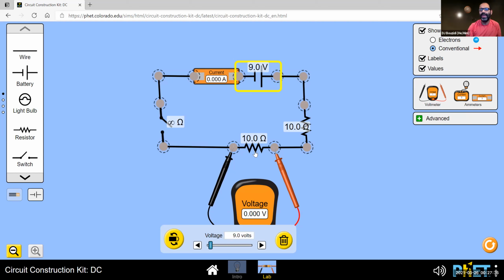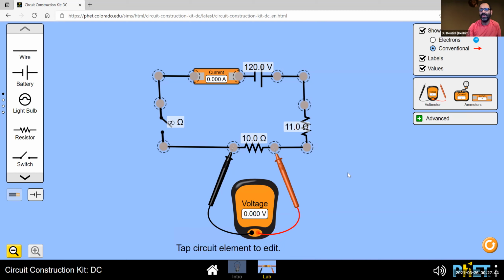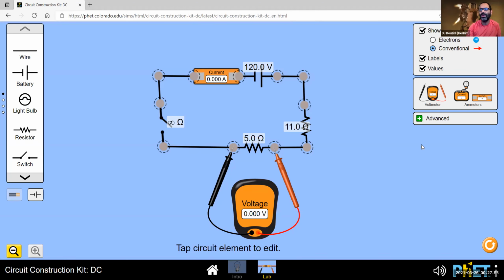We need this one to be 120 volts, which is the maximum, okay? We need this one to be a starting number. It's fine, actually, where we are right now. We don't have to change it that much, okay? This one, though, must be 5. So I'm going to change its value down to 5. To control it, use this thing in here, okay? Now we have 5 volts.